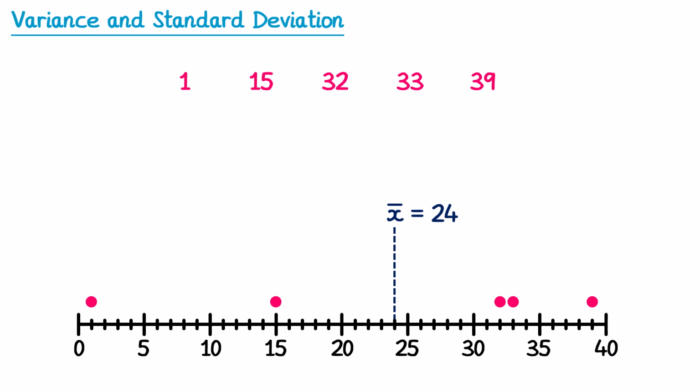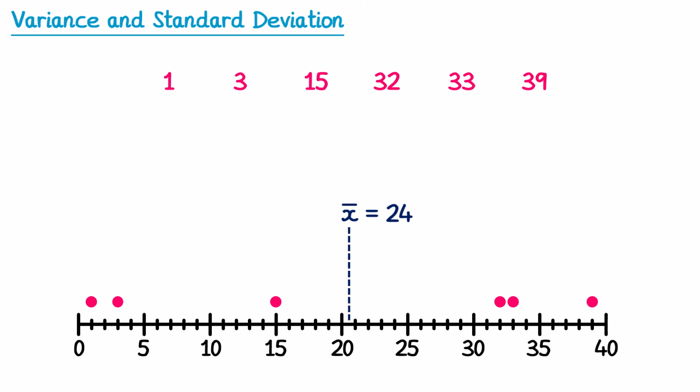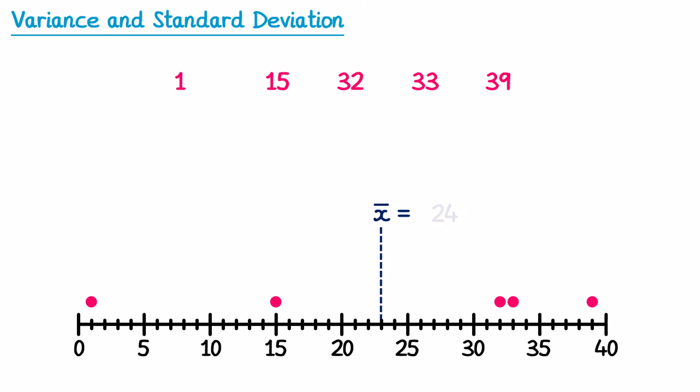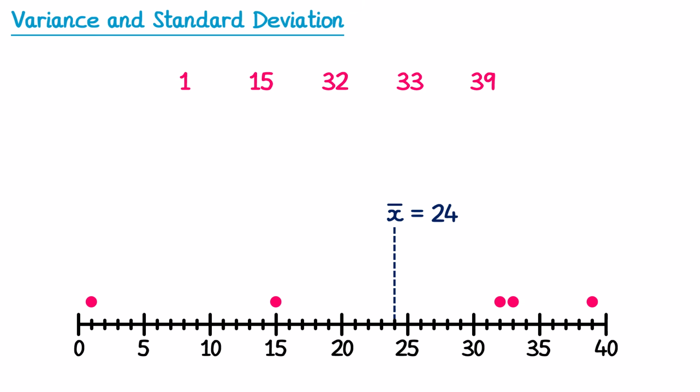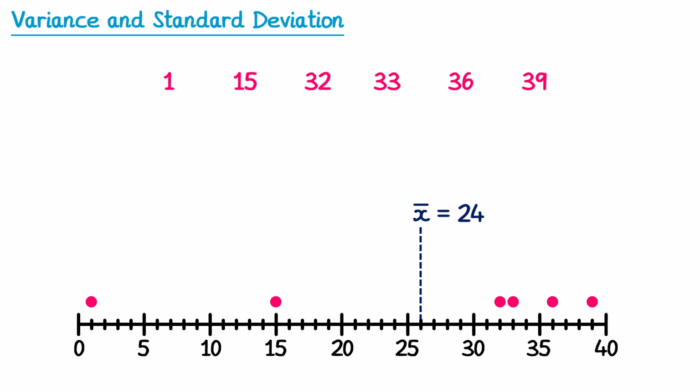If we added in a value that's even further below the mean, for example, the number 3, then the mean will also decrease, but by even more. So this time the mean will decrease all the way down to 20.5. Conversely, if you add a value that's greater than the mean, for example, if we added 36 to this dataset, then the mean will increase. This time it will increase up to 26.